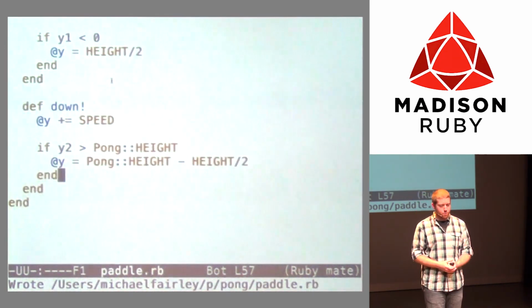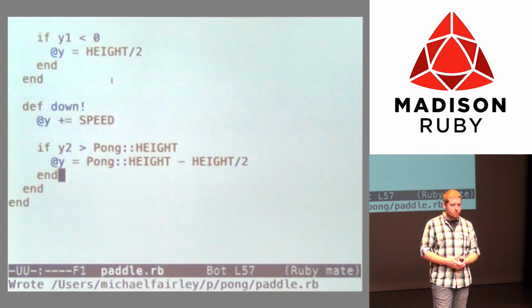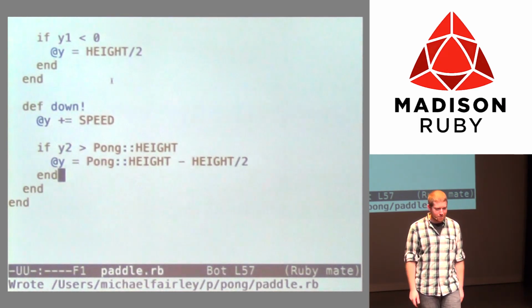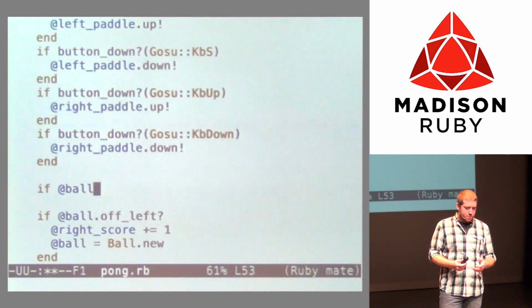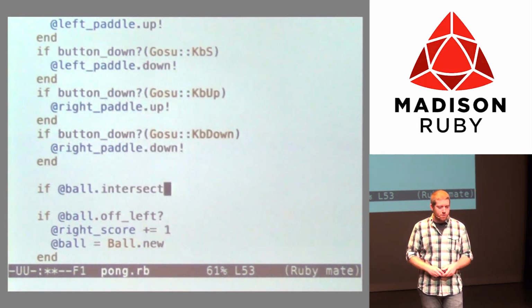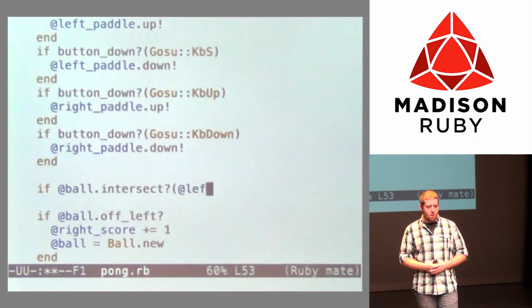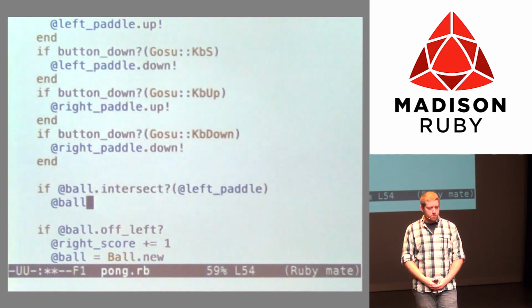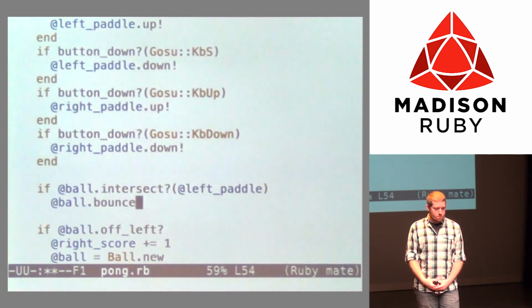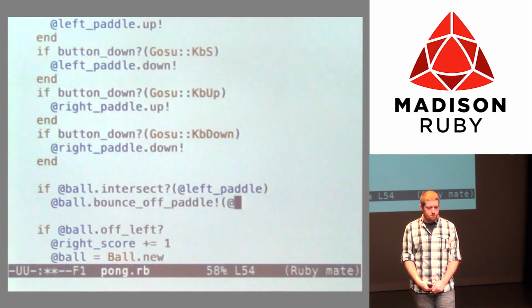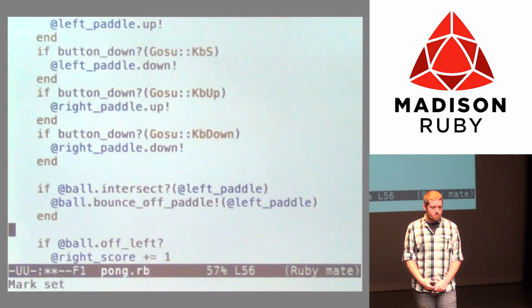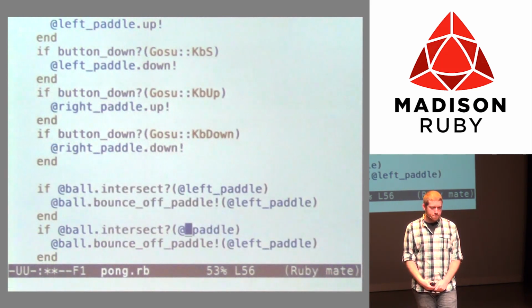And so our paddles are still kind of worthless because they can't block the ball. So I think it's time to handle that problem. So back in our update method, we'll ask the ball if it's currently intersecting with the left paddle. And if it is, we'll ask it to bounce itself off of the left paddle. And same thing for the right paddle.